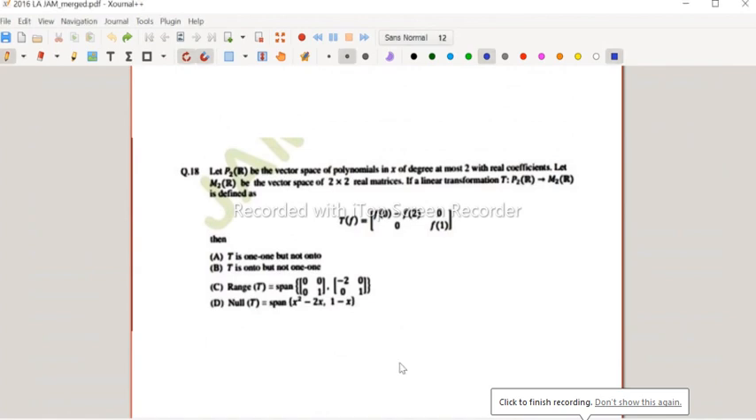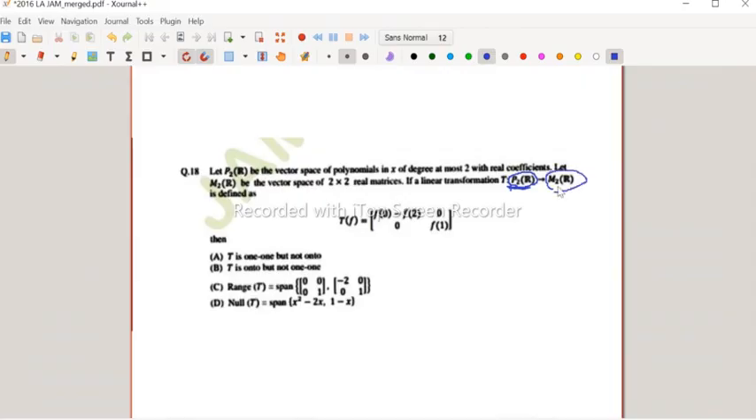Okay, so today we start the problem. The function T is defined from P to R, that is, the set of all polynomials of degree up to 2, that is P2 of R. The codomain is the set of all 2 by 2 matrices. So how is the function defined? The polynomial f of x maps to a 2 by 2 matrix.